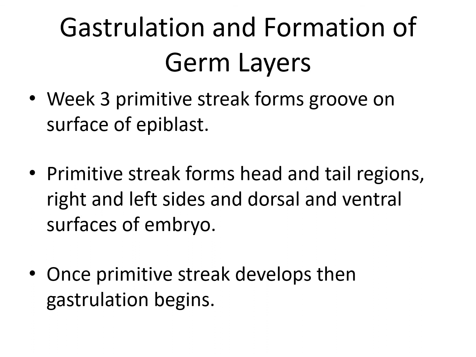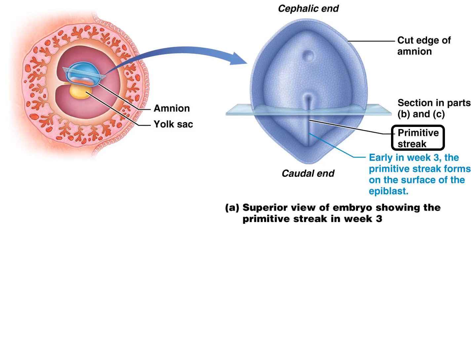The primitive streak forms a groove on the surface of the epiblast. Okay, and this will distinguish the head and tail regions, and also the right and left sides and dorsal ventral surface of the embryo. So the embryo is starting to have more form and shape. Once the primitive streak develops, then gastrulation begins. Okay, so here's the primitive streak here, and as it modifies, it'll definitely start forming a head and a tail end, right and left sides.